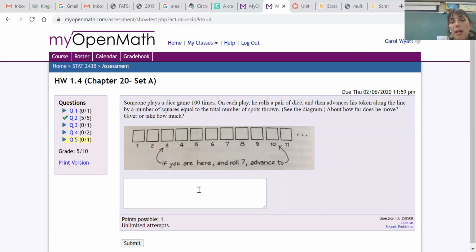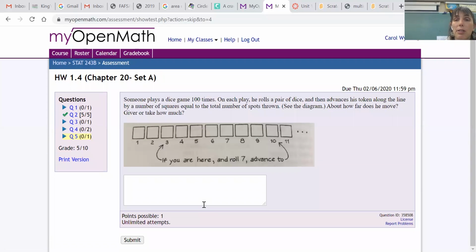So you can explain here how you figured that out. What's the expected value of a roll for a pair of dice? And then from that expected value, what's the standard error? Where do I expect to be, give or take how much? So that's what we're asking for here in this essay question. So I'll be able to read those answers.